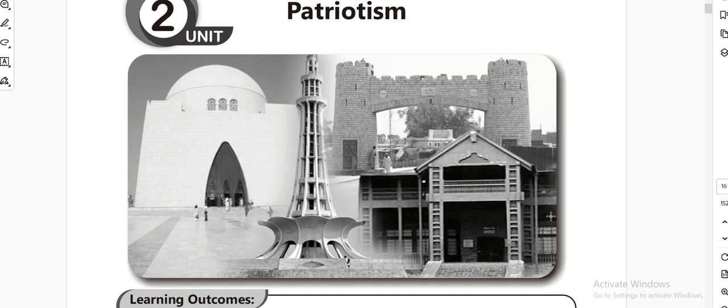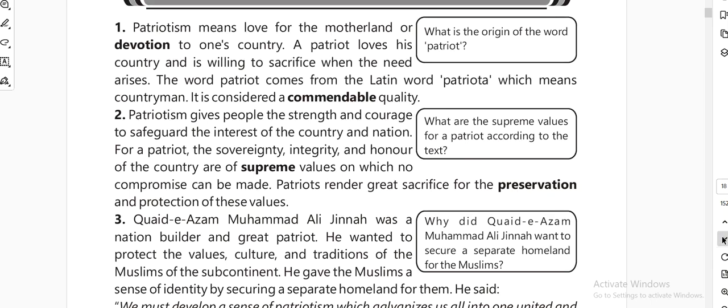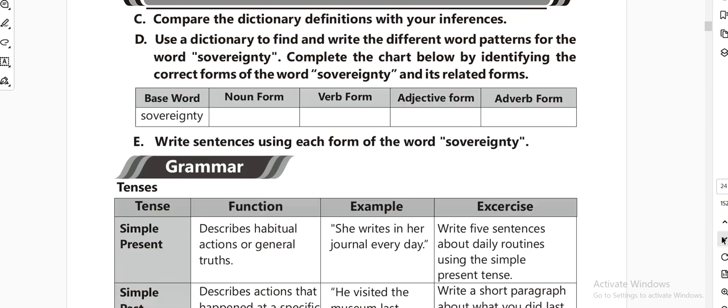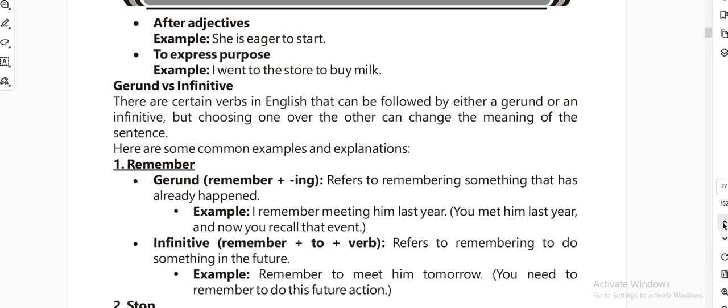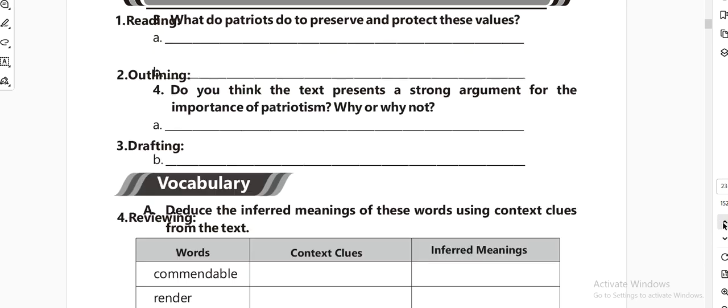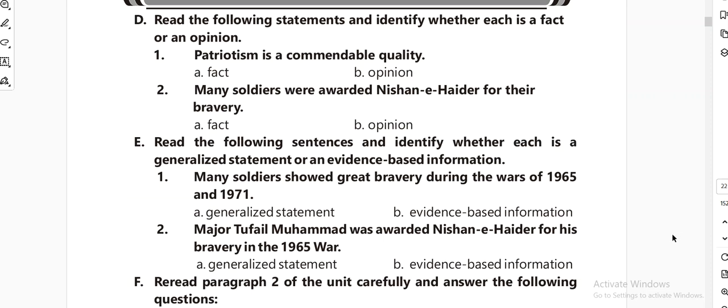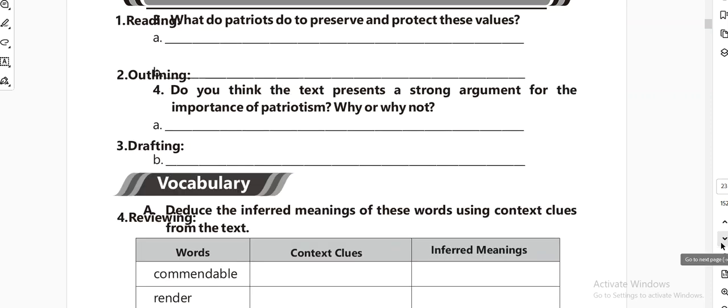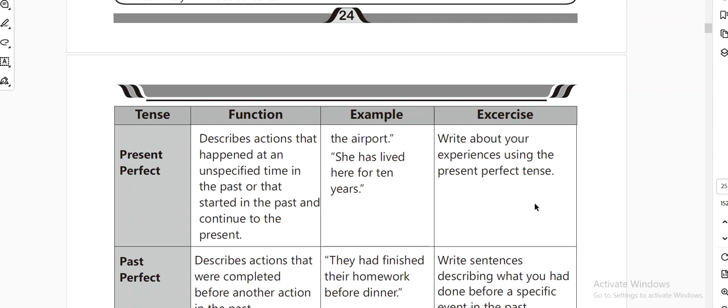So in previous videos we were working on unit number 2, that was patriotism, and we have done its question answers and half of the exercise. Today we will be doing the remaining part of the exercise. So let's move to that page. Okay, so we will be on page number 23, this grammar portion.